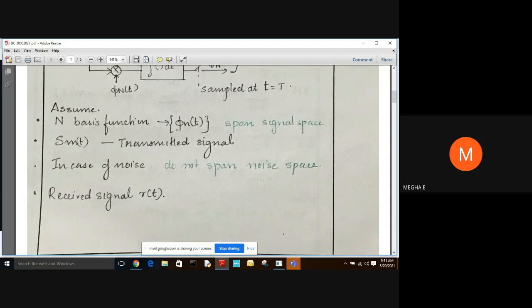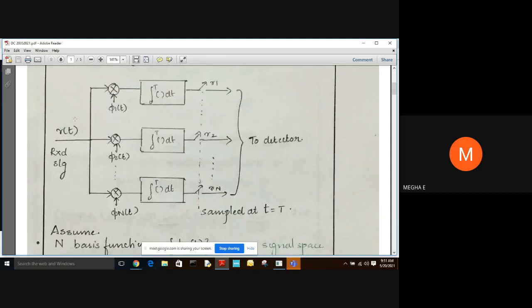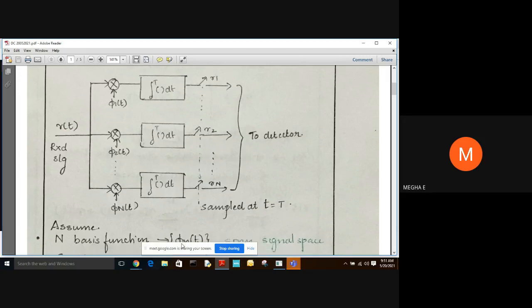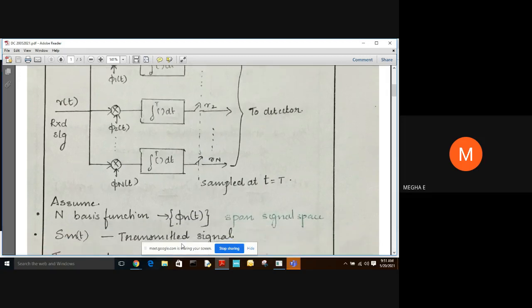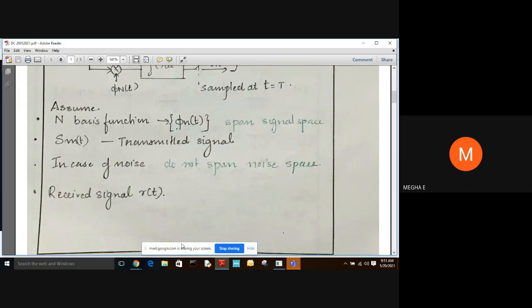Here the received signal is r(t), as we can see in the figure. This r(t) is passed through a parallel bank of n cross correlators, that is, product modulators each followed by an integrator. Each cross correlator computes the projection of r(t) on the basis function φ(t).